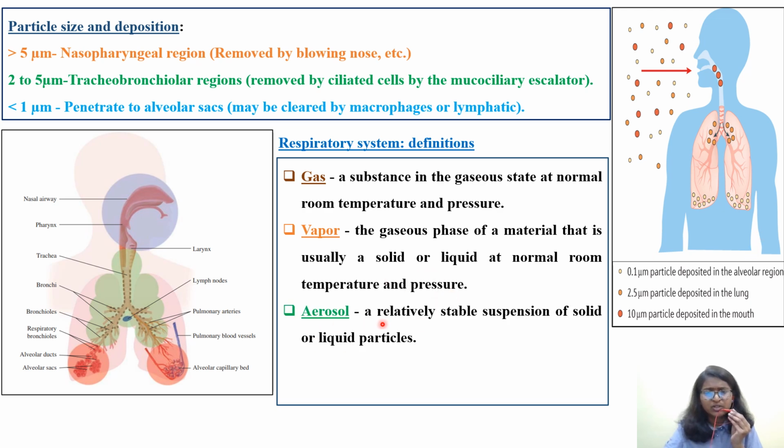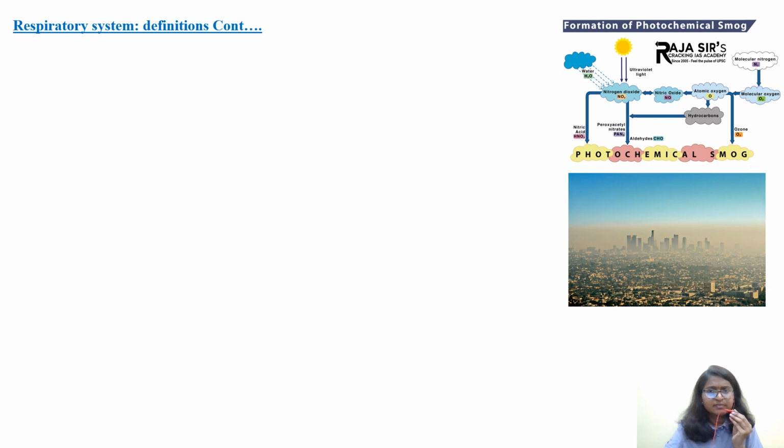Aerosol: a relatively stable suspension of solid or liquid particles. Next, dust: solid particles produced by grinding, blasting or milling. So this is the way dust is formed. Then we'll also learn in this video about photochemical smog, how it is formed and how it is going to impact inhalation toxicology or respiratory pollution, which we will see in this particular slide.